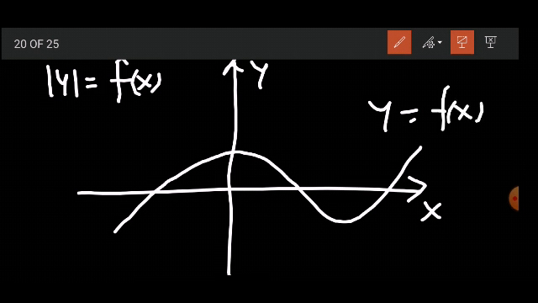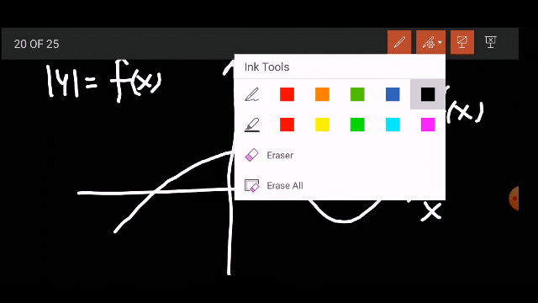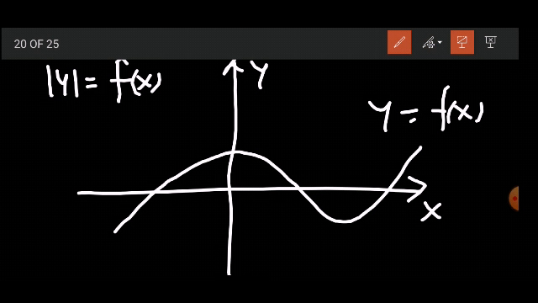So we don't have to consider the portion of f(x) which is in the negative region, meaning below the x-axis. The below x-axis portion we have to discard. We don't have to consider this portion. We have to consider only the portion which is in the positive region.